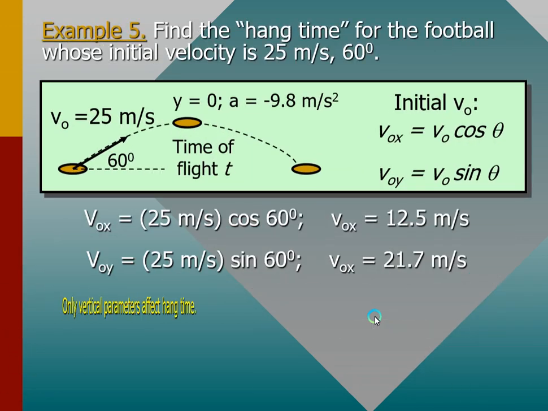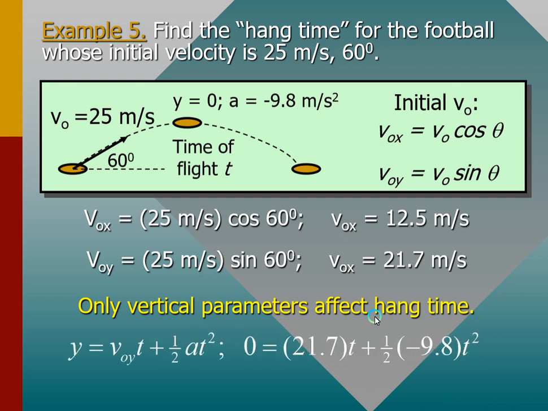Okay, next, find the hang time for the football whose initial velocity is 25 meters per second at 60 degrees. So we need to find the time of flight. Given the initial velocity of 25 meters per second, the acceleration is still the same, negative 9.8 meters per second squared. First, as always, we decompose this into its horizontal and vertical components.